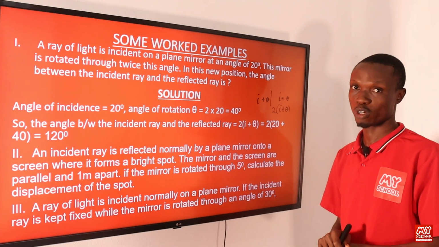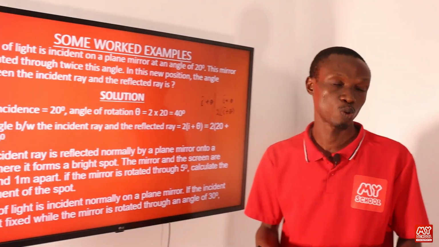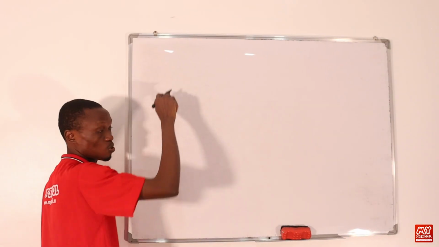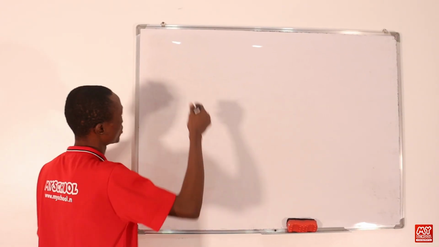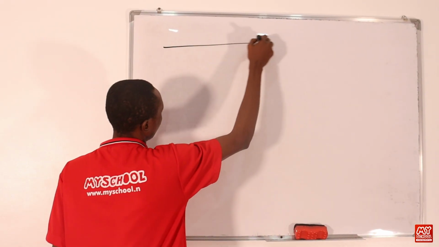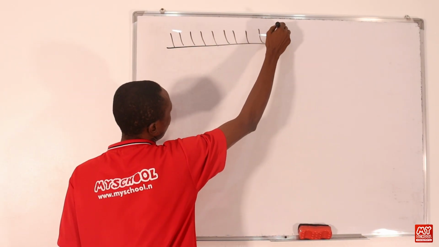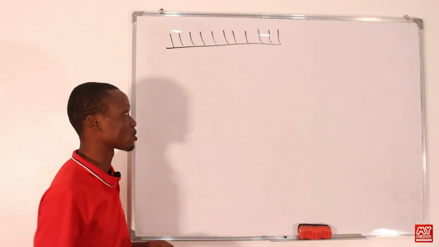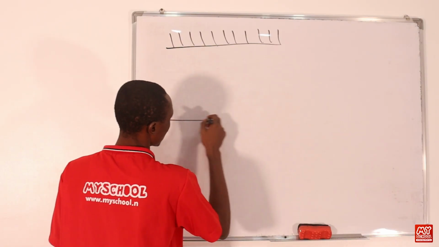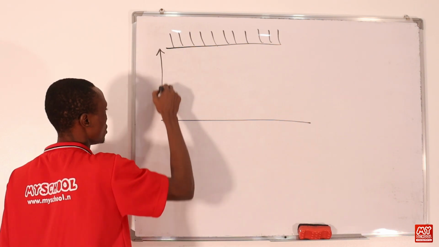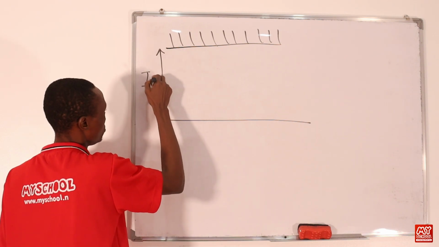So in order to solve this question, let's move over to the board. First of all, it is necessary for us to make a sketch. So this is the mirror, and remember that we are told that the screen and the mirror are parallel. So let's take this as the screen, and we are told that the distance between them is 1 meter.